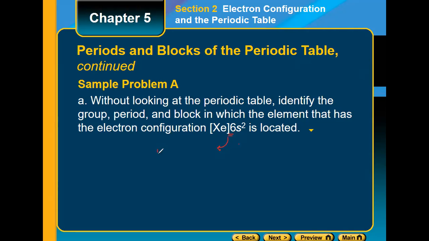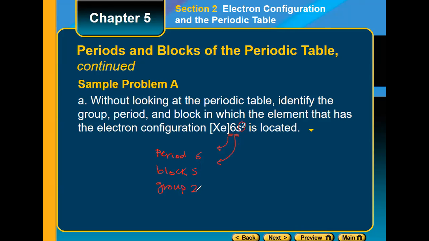So we could find that it's period 6. And here S means in which block is it? It's in block S. And then in which group could we find it? Yes, the group is represented by the number of electrons that's filled. So we have 2 electrons, so it will be in group 2. So like this, we said that it is in period 6, block S and group 2.